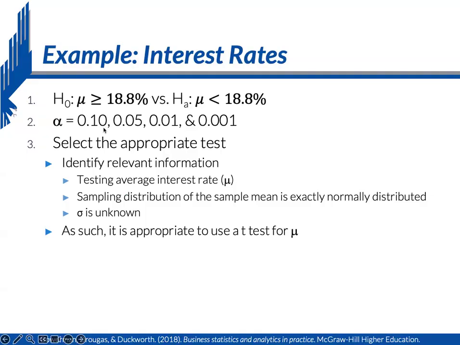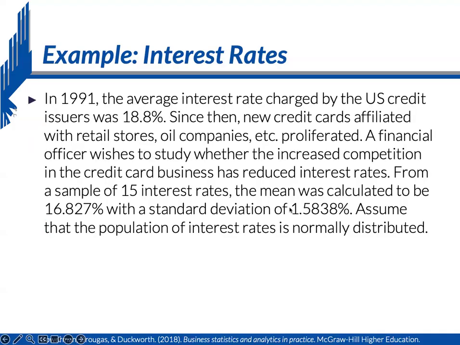So in this example, we will also use the same four values of alpha: 10, 5, 1, and 0.1%. And then we will confirm that the appropriate test is now the t-test for the population mean. So first, we are making an inference about an average interest rate, which is a population mean. Next, the sampling distribution is exactly normal.